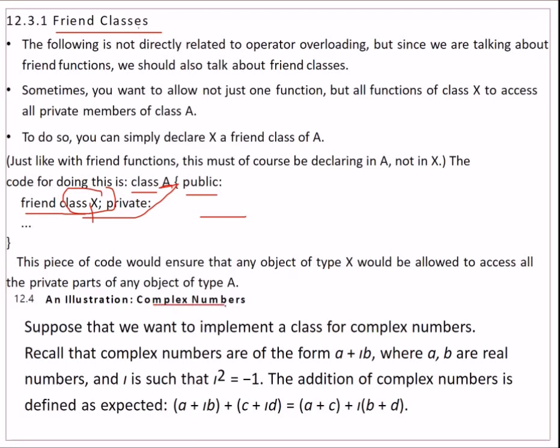So let us take complex numbers as an illustration. If we want to implement a class for complex numbers, just recall that a complex number is of the type A plus iB, where A and B are real numbers and i is such that i squared is equal to -1. So if you want to add complex numbers, you add the real parts, and with i you add the imaginary parts.